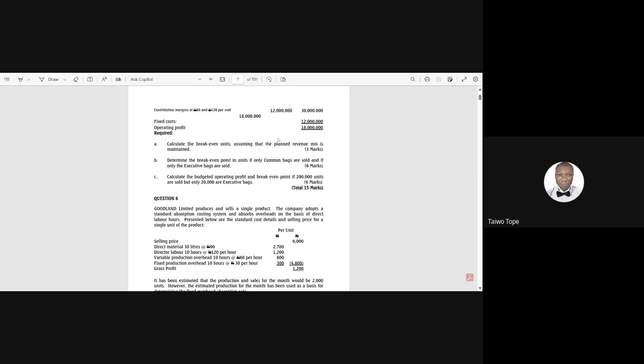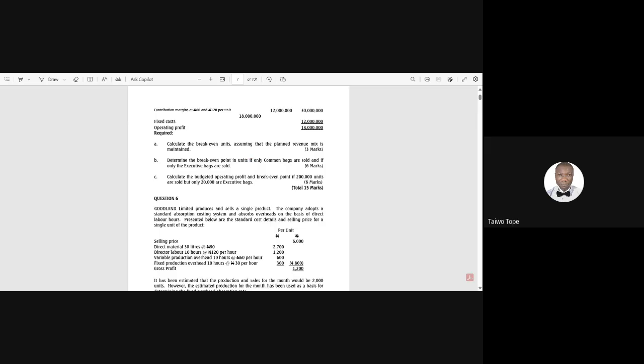Just follow the question. In part A, they said calculate the break-even point in units, assuming that the planned revenue, that is why we work based on total revenue mix. That is the proportion, the ratio mix, meaning the ratio of common bags and executive bags. Okay. Revenue mix. Now, in part B, they are telling us to determine the break-even point in units if, underline the word if, only common bags are sold.